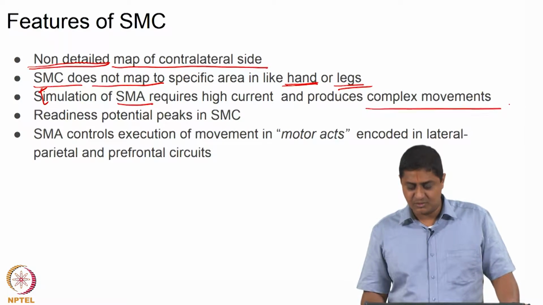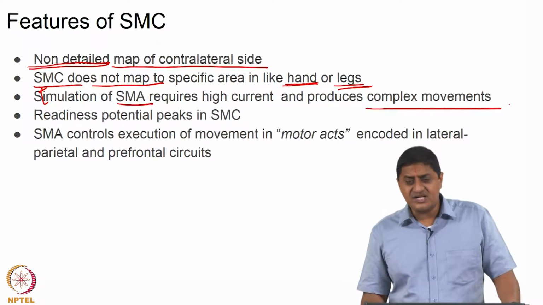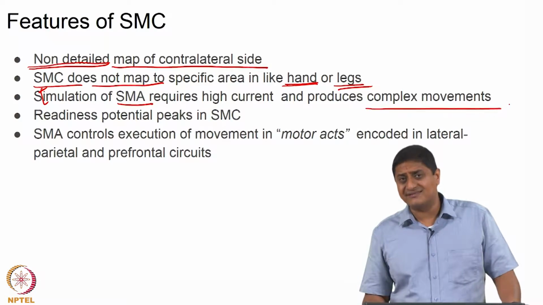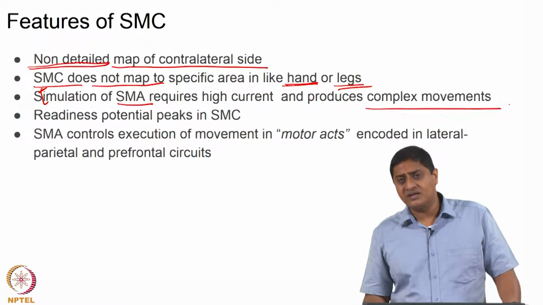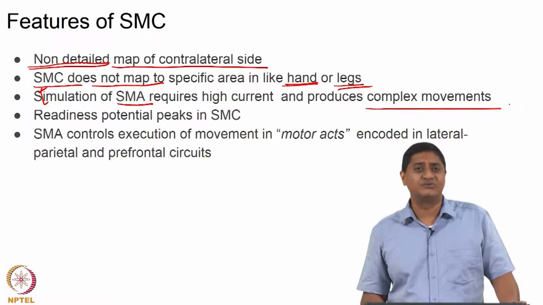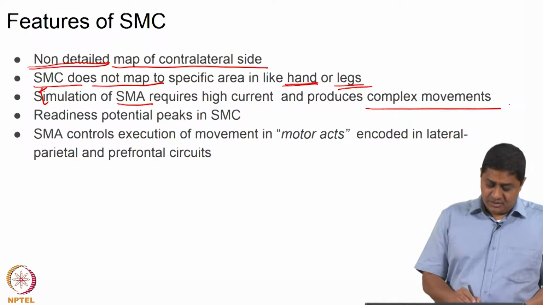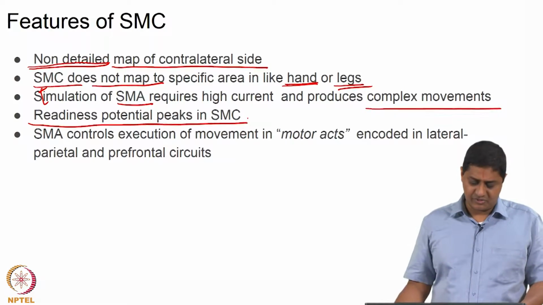I am using this term, it's a controversial term, without actually providing the evidence to support that idea, but essentially what you would expect from an area such as supplementary motor area is coordination and control of the higher order aspects of movement, not necessarily the nitty-gritty details of the movement, right. And also the readiness potential has its peak in the supplementary motor cortex.